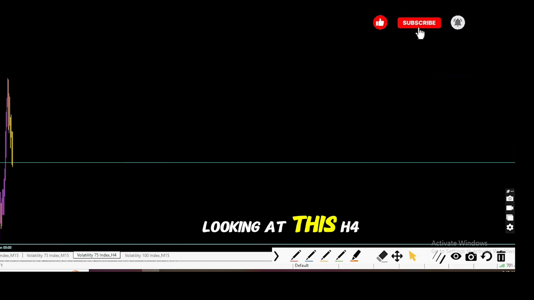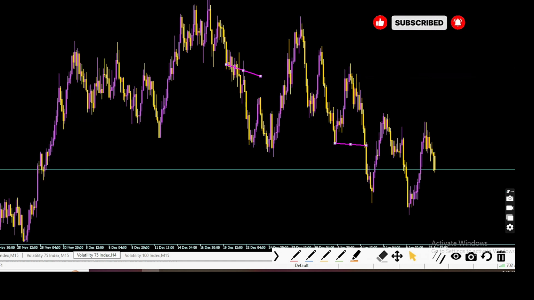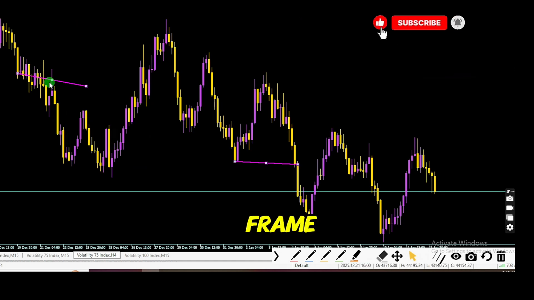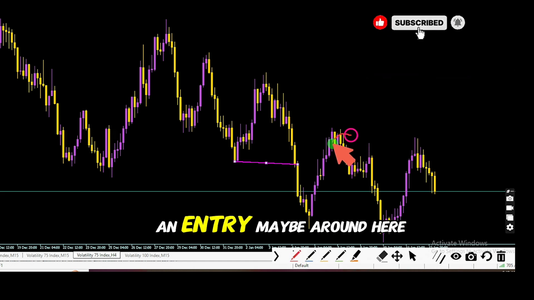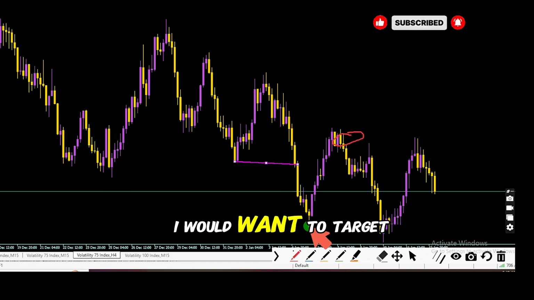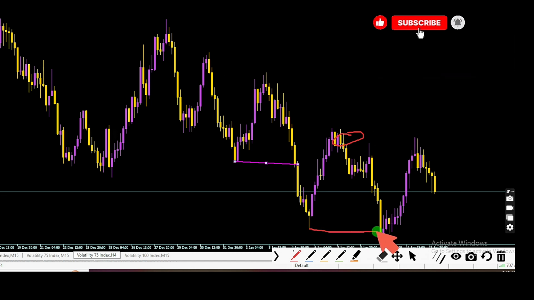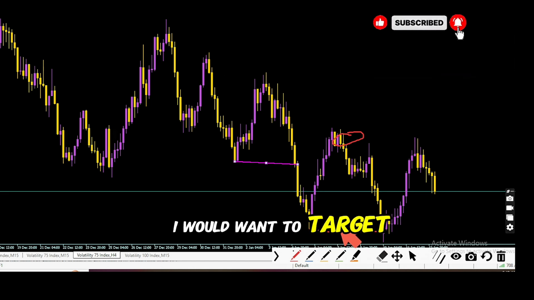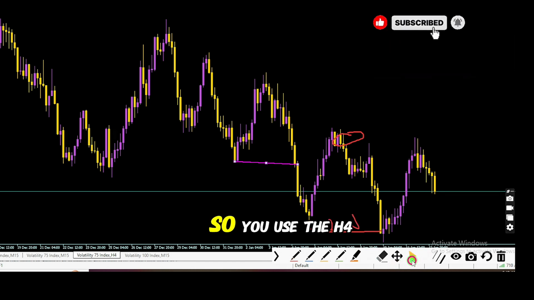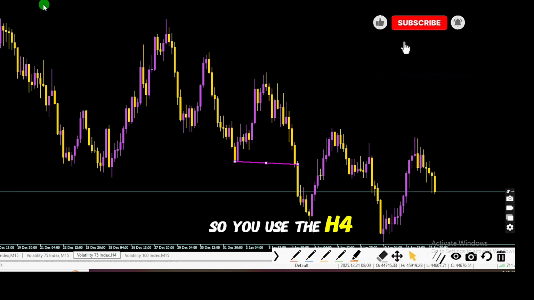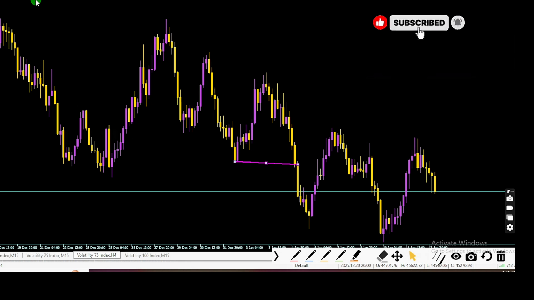Because now looking at this H4, look at this H4 time frame, when I catch an entry maybe around here, I would want to target this low. I would want to target this low. This would be my target. So you use the H4 for your target.